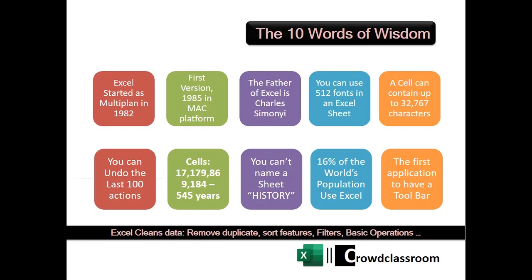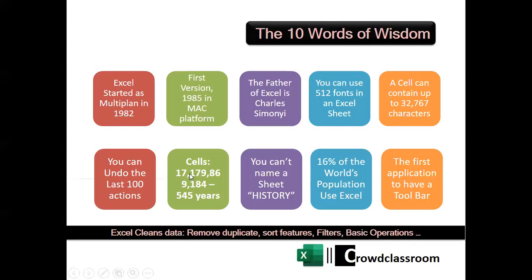Then the next one says that a cell can contain up to 32,767 characters. Characters are what you input in a particular cell. They can be strings like letters A, B, C, and they can be integers like your normal numbers. So we can have up to 32,767 of them in a single cell. Now, the next one, don't leave me. The next one says that you can undo the last 10 actions that you have in Microsoft Excel, and that is very, very interesting as well.